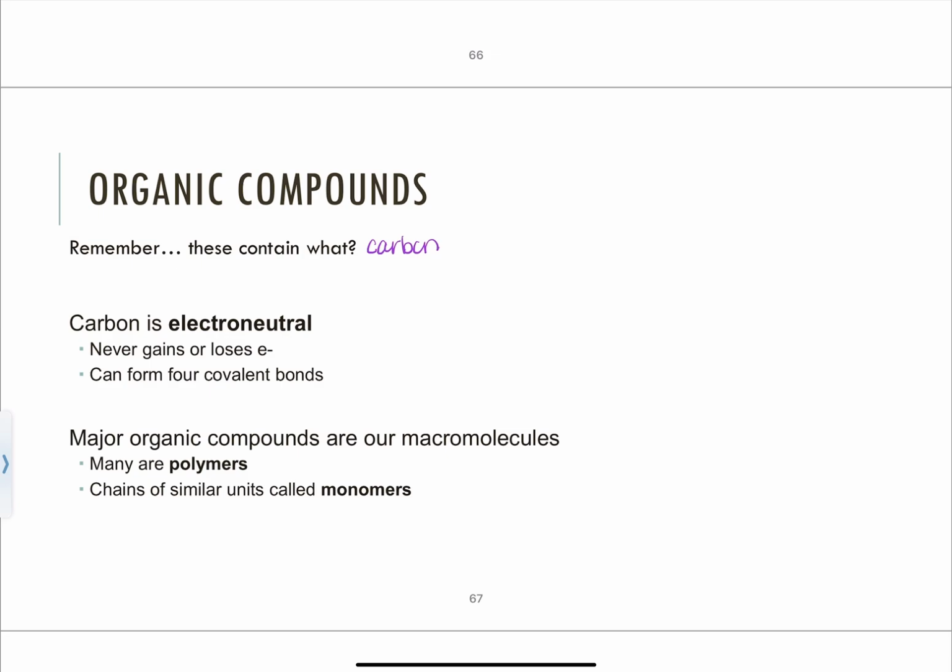Our macromolecules are what we consider polymers because they are chains of similar units that we call monomers. So our 4 major macromolecules that we have in our body are carbohydrates, lipids, proteins, and nucleic acids. All of these are organic compounds, meaning that they all contain carbon.